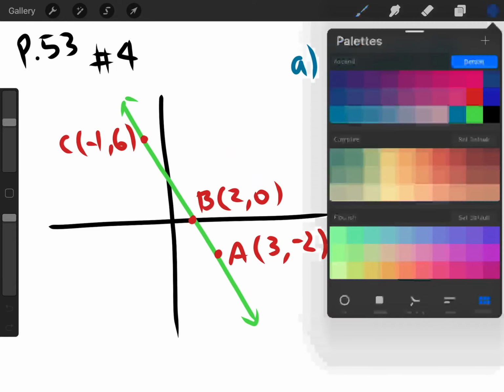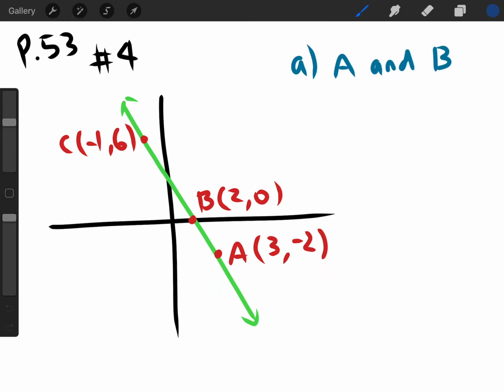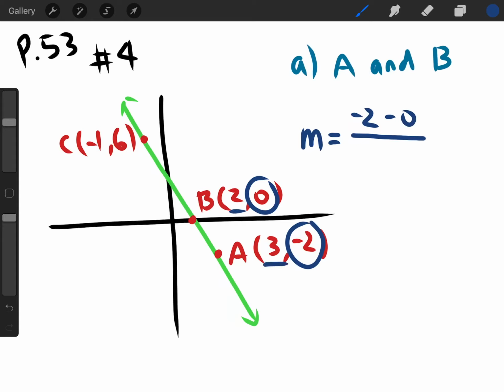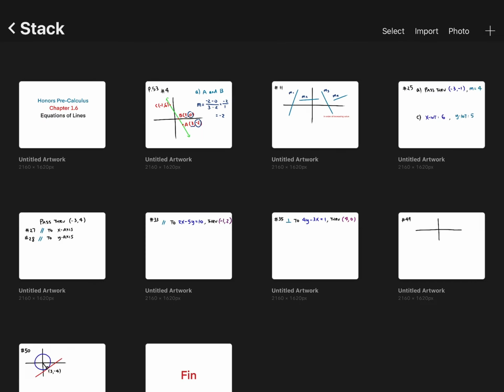So first thing you want to do is use the equation of the slope. Slope we usually write as m. It's going to be change in y over change in x. So we got -2 subtract 0, and then we got 3 subtract 2. So you should get -2 over 1, so your slope is -2. You're going to get the same thing for part B and part C.